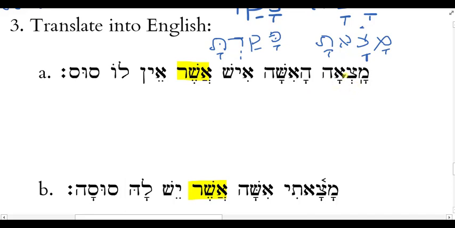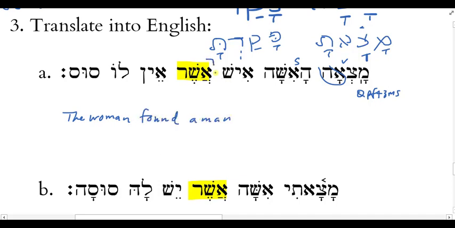Okay, so you've got the meaning of the verb as an infinitive, right? But we need to look at the form with the qamets here. So what person, gender, number is that? Qal perfect 3FS. So Qal perfect 3FS. So who found? The woman. That's the subject, right? That's the verb. So the woman found ish, a man. Okay, so the woman found a man.